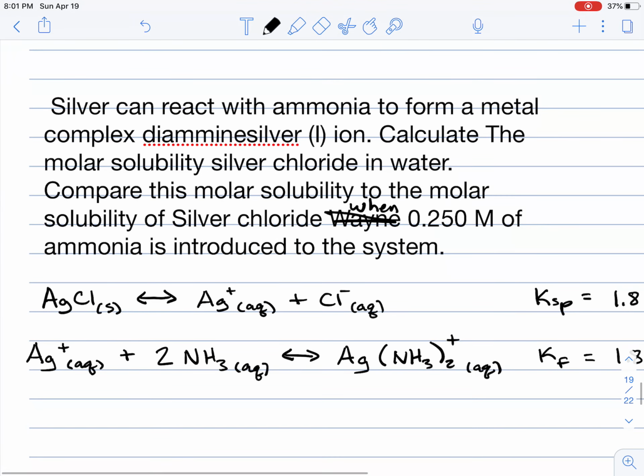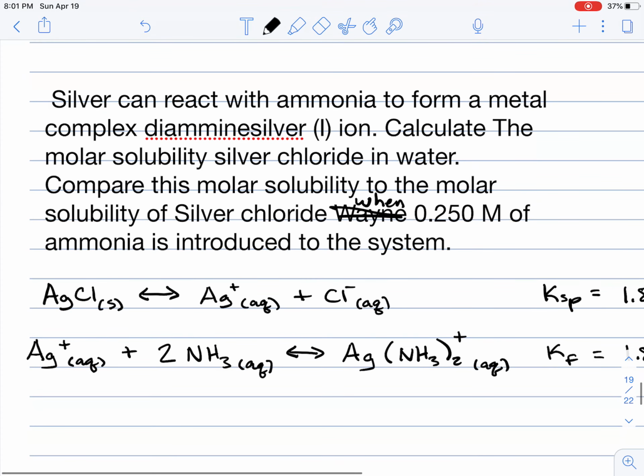So we haven't talked about metal complexes. That's a different chapter altogether. And so I'm just going to go ahead and give you guys the two equations. So we have this metal complex, diamine silver(I) ion. This is the chemical formula for diamine silver, right? So di means two, so there's two amines. Ammonia is amine in the nomenclature of metal complexes, and silver is obviously silver.